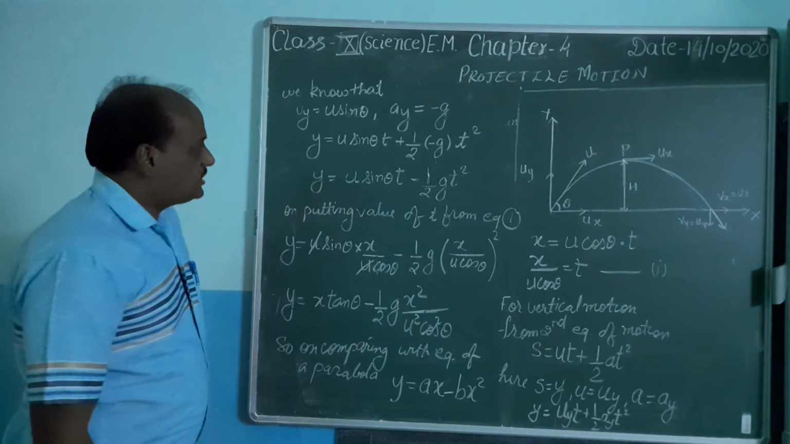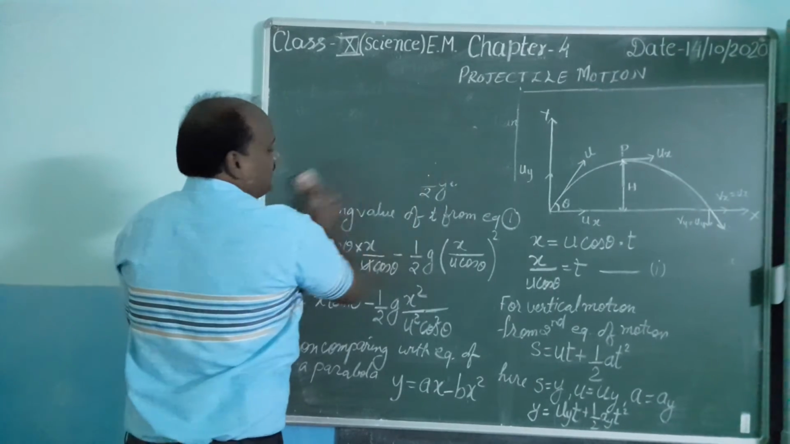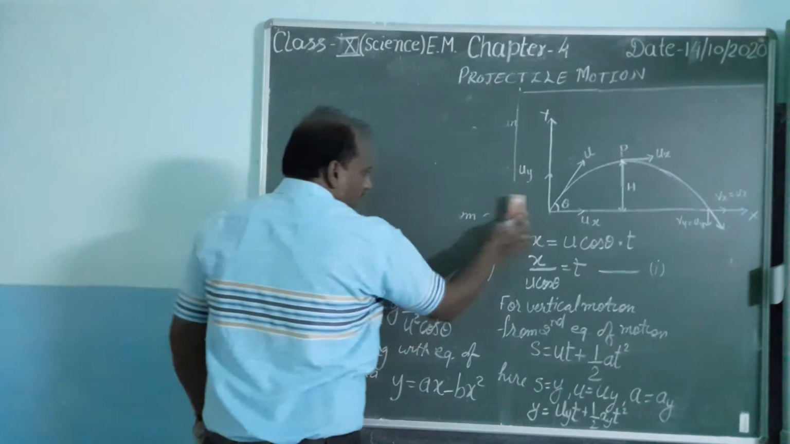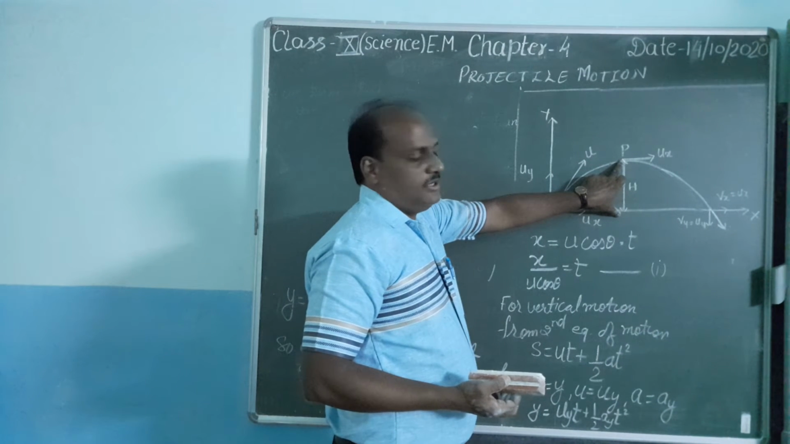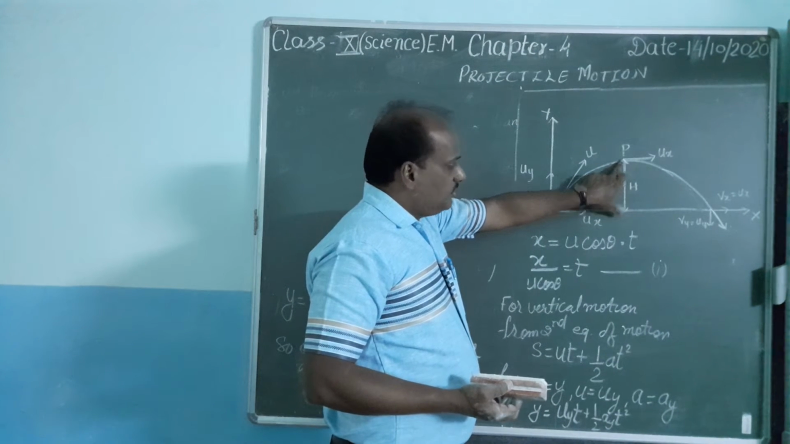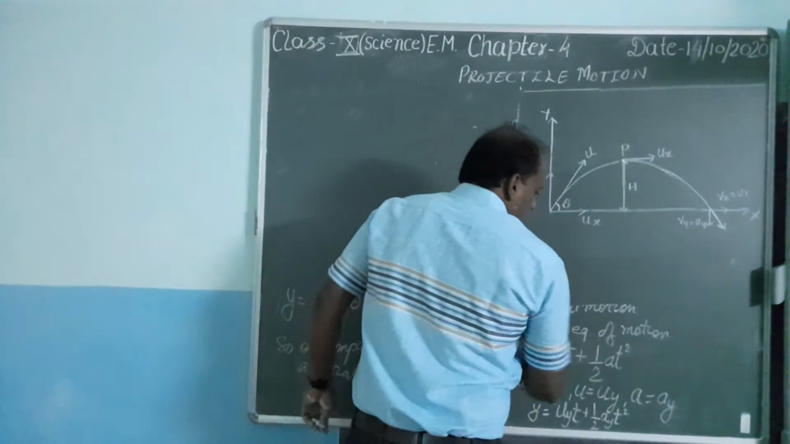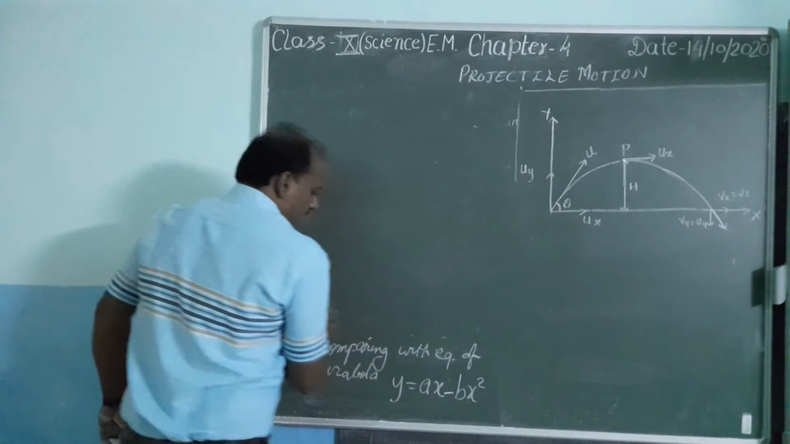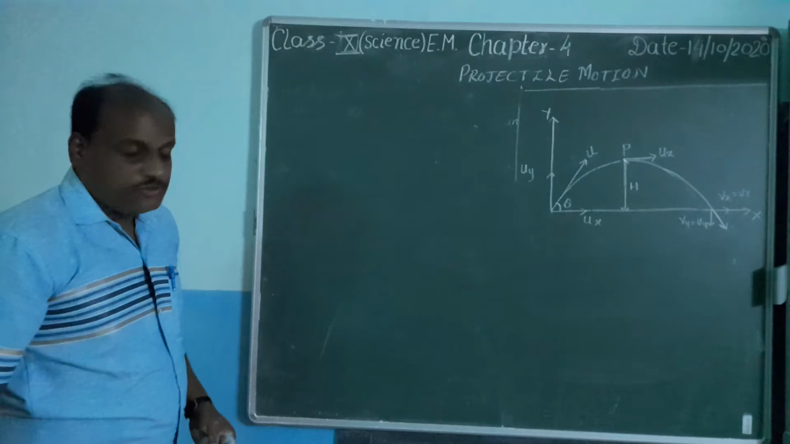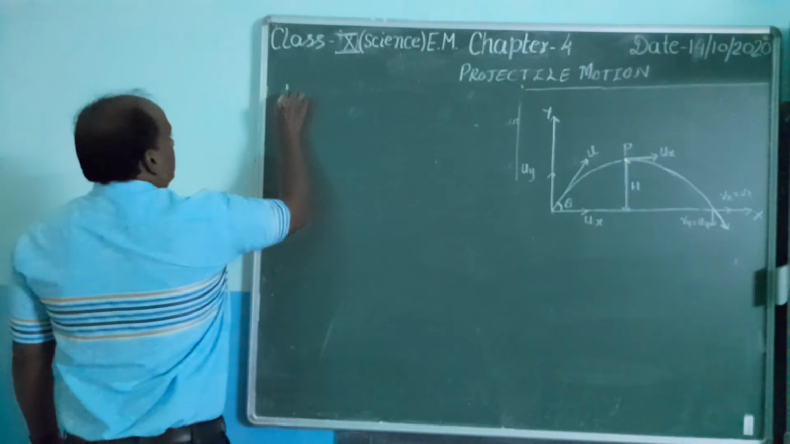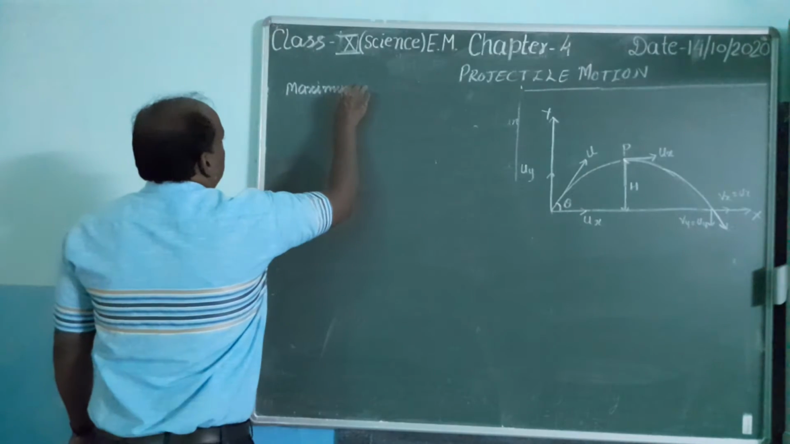Next we'll find the height. We'll find the maximum height attained by this projectile. Let the maximum height be h. So we will be finding what is the maximum height obtained by this projectile. The next portion is to find the maximum height.